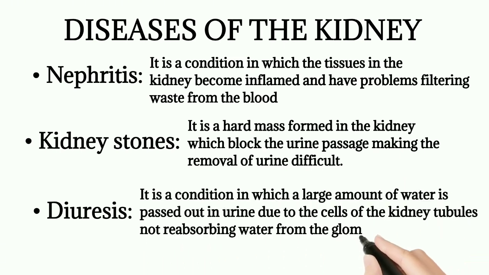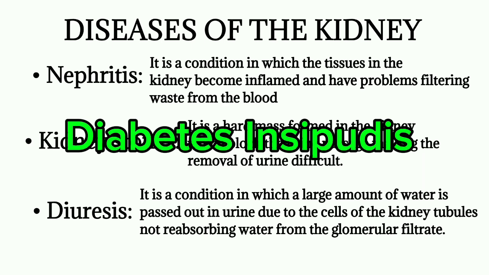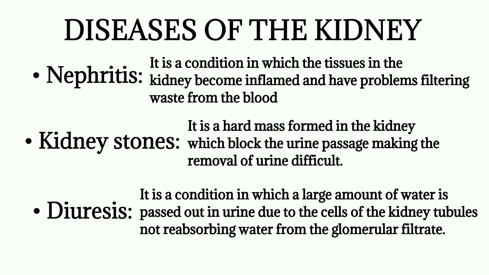So diuresis is a condition in which a large amount of water is passed out in urine due to the cells of the kidney not really absorbing water from the glomerular filtrate. Okay, so this disease can also occur from a patient suffering diabetes insipidus. Okay, so what are the effects? Number one, it leads to the excretion of large amount of urine, it leads to the loss of weight, and also leads to emaciation. Okay, so with this, we have come to the end of this class.